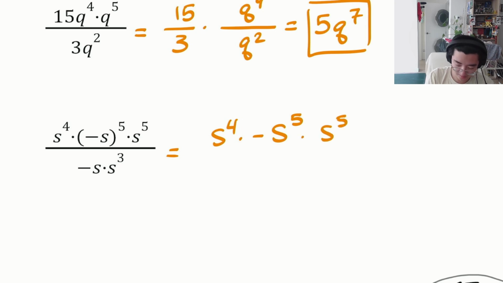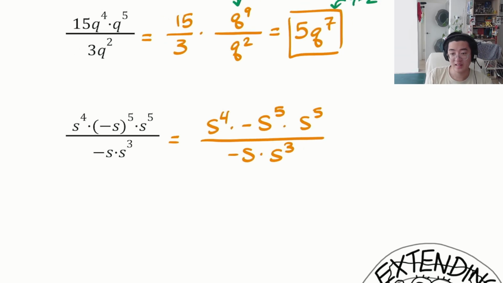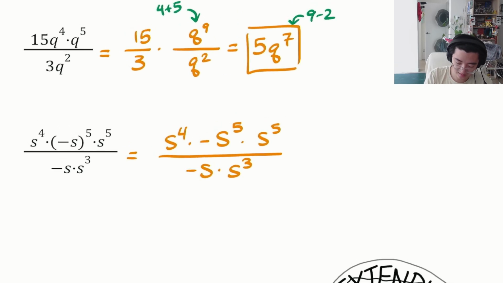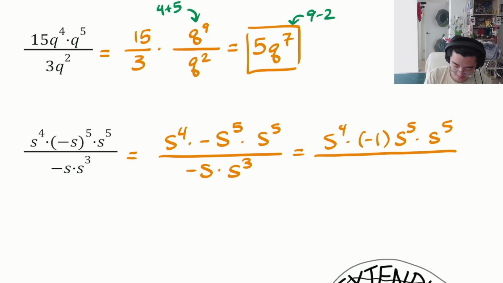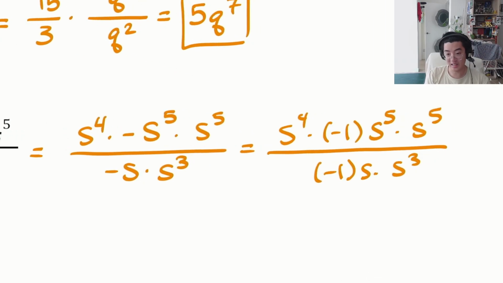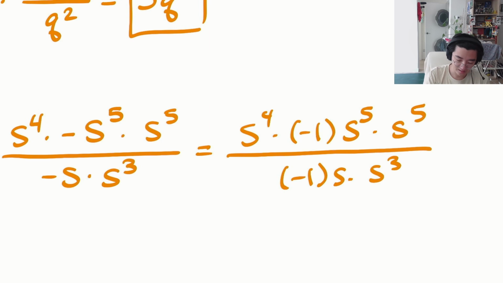Times s to the power of 5. And of course, we have the negative s at the bottom here. And we notice here that this is just negative 1 times s to the power of 5. We can take the negative ones out, just like this. And we notice here that they actually cancel out. The negative ones from both of those exponents get cancelled out.